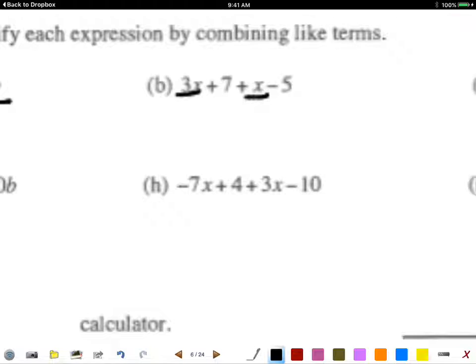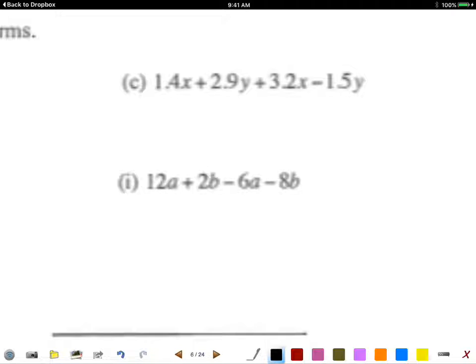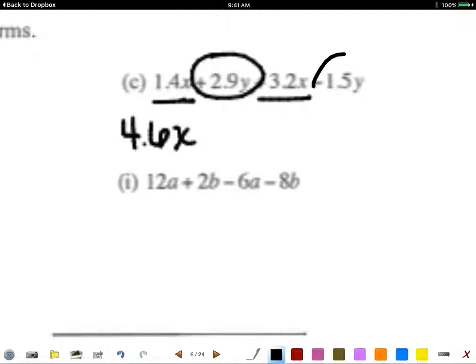Let's go to letter B. 3x and 1x, 4x, positive 7, negative 5, plus 2. Letter C. 1.4x, 3.2x, 4.6x, and then positive 2.9y and a negative 1.5y. But what sign goes in there? It's positive because 2.9 is bigger.